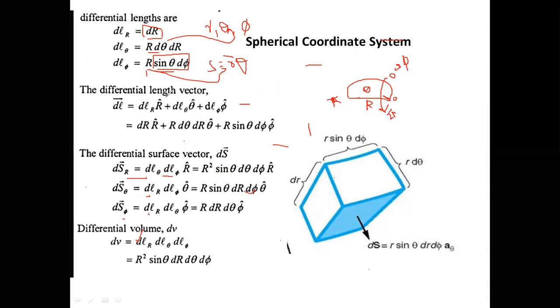Okay, now the differential lengths will be dr along r, r d theta, and r sine theta d phi. No, there is a mistake. No need of this.